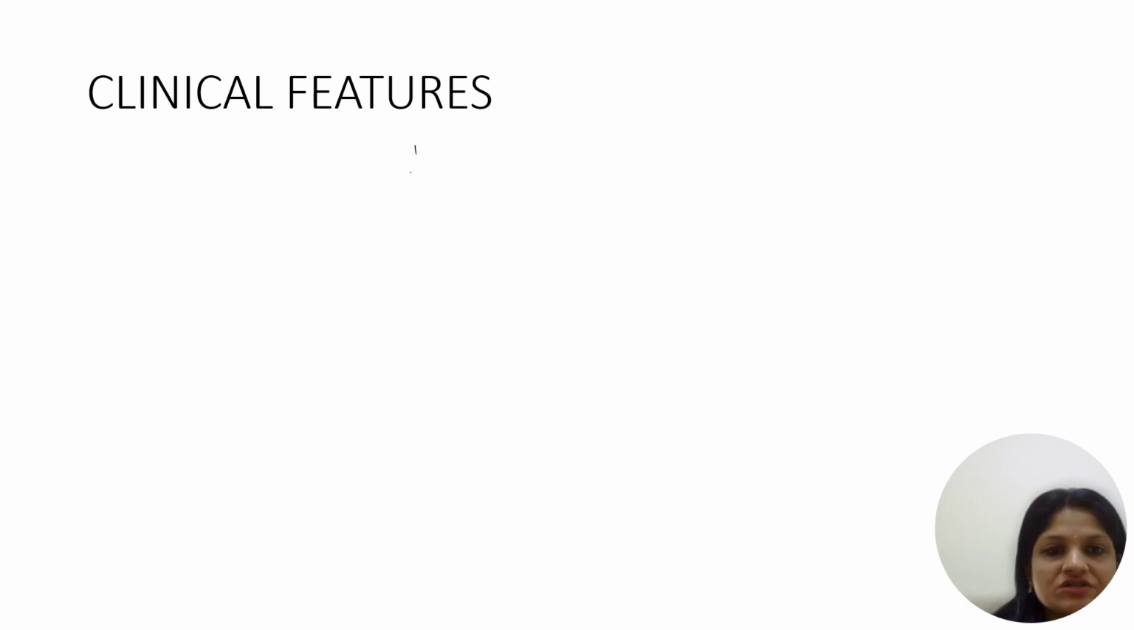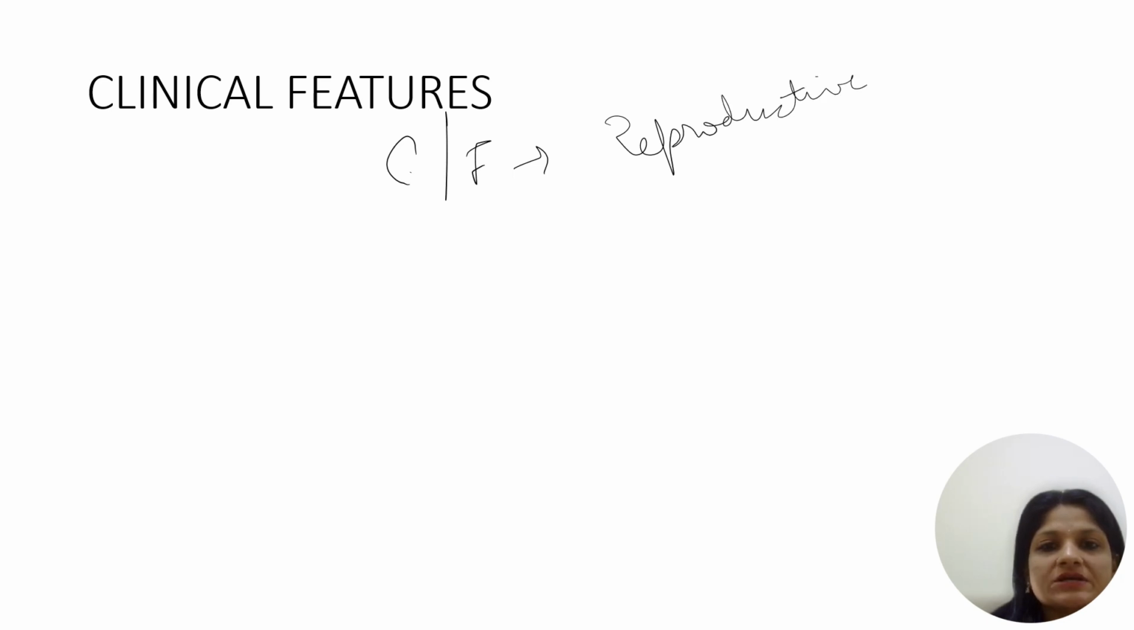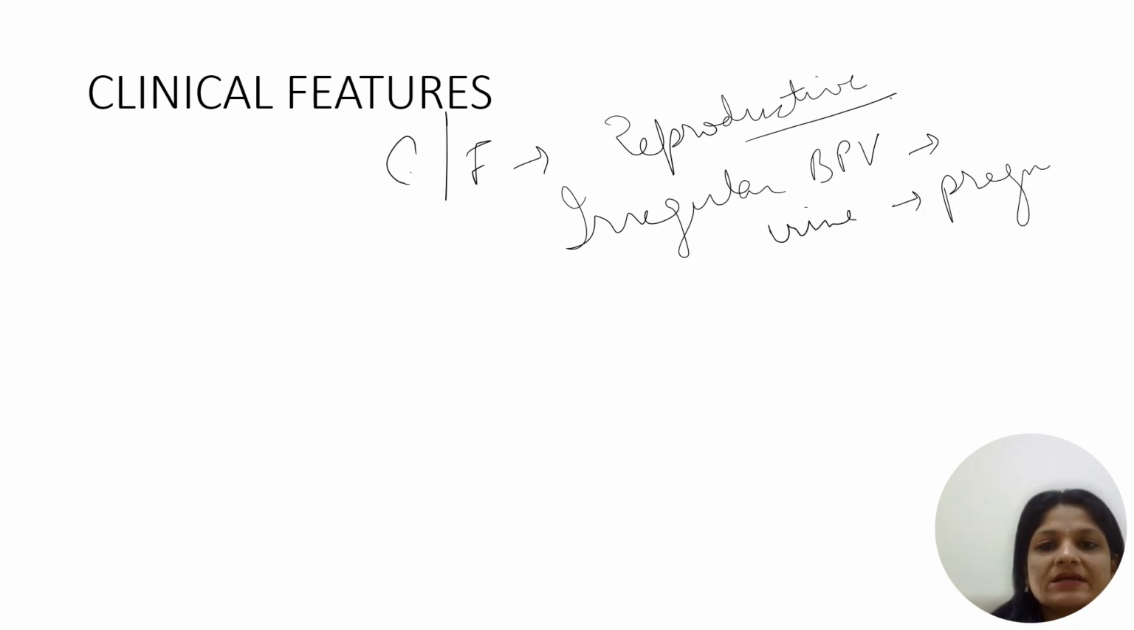Okay, what are the clinical features associated with it? Any woman in her reproductive age group, that is important. She should be in her reproductive age group. Any woman who is sexually active and has irregular bleeding PV, you must check her urine for pregnancy. You must rule out pregnancy in any reproductive woman who has come to you with irregular bleeding PV.